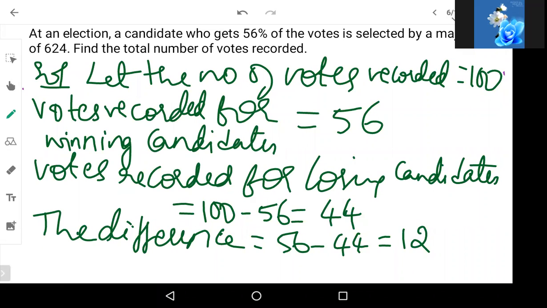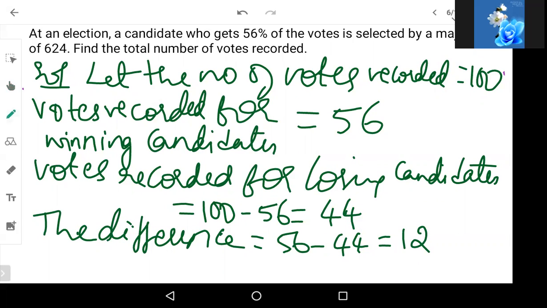Now read the question. A candidate who gets 56% of the votes is selected by a majority of 624. So whoever gets 56 votes, with him they will add these 12 votes also, and they will say, okay, there is a majority, let them go and do the next work. So you will have certain people, even in a normal election, a few people who are left out, something like an odd number. Similarly, this is the difference.